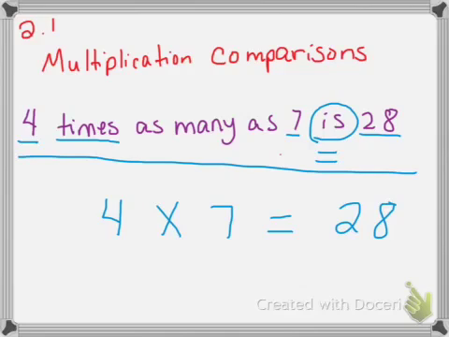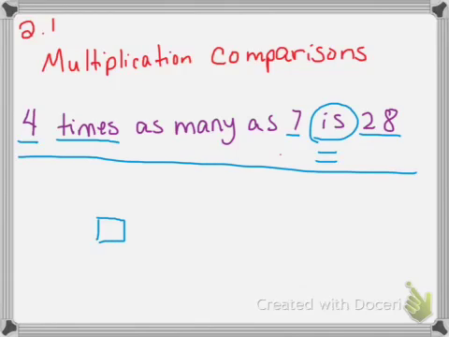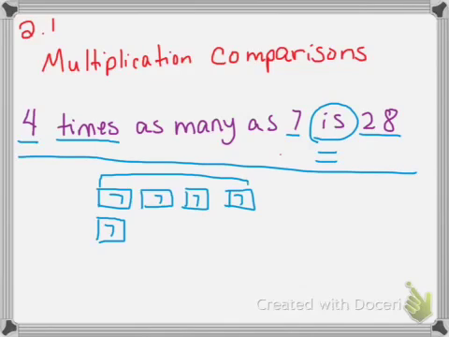Now when we're using a bar model, what we're going to be doing is actually figuring out what that means. So 4 times as many as 7. So if I draw a little box here, and I know that that's 7. Well, 4 times that same amount is going to be 28. Well, if I think about it, there's 7 plus 7, which is 14, plus 7 more is 21, plus 7 again is 28.